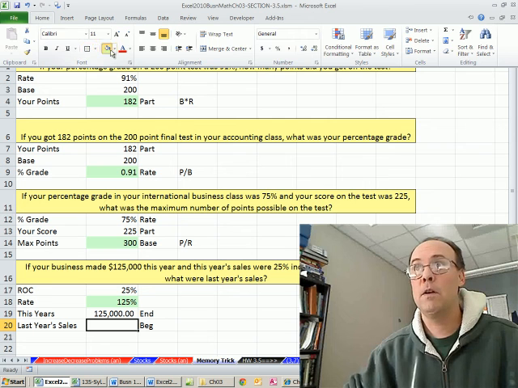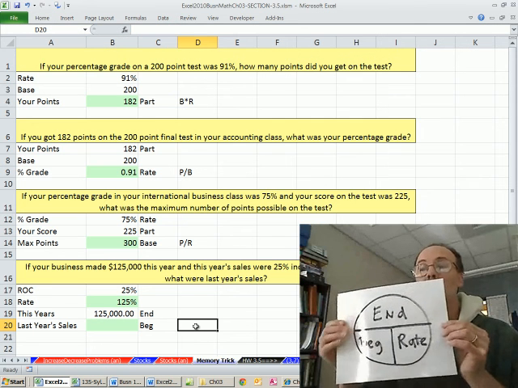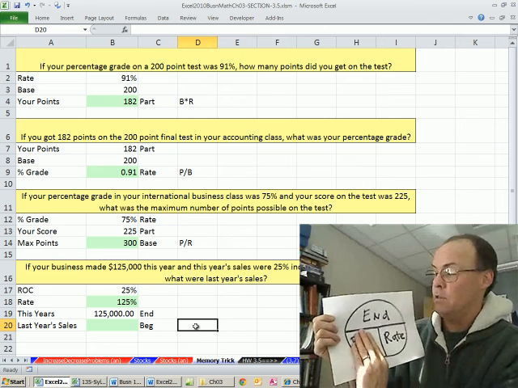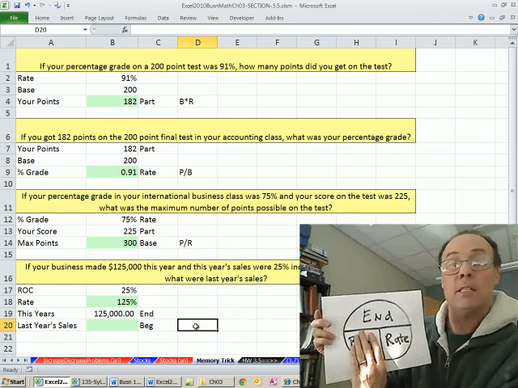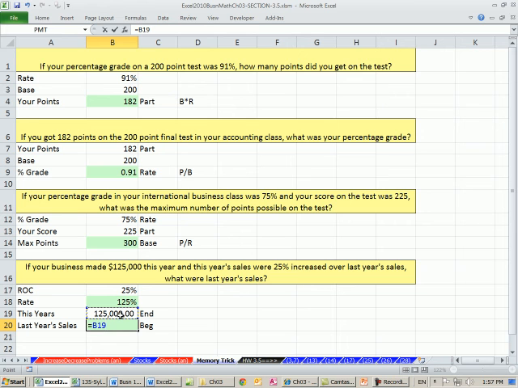So let's see if we can figure out our formula. So I'm going to look here. We have end and rate, so I want begin. So I'm going to cover this up. And now I'm going to say, the formula is end divided by rate.